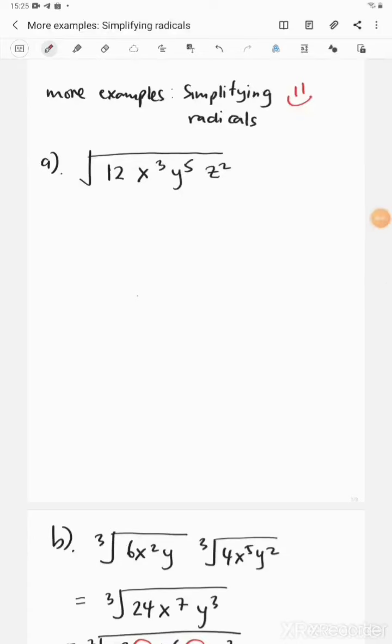Okay, this is example A. Now we have square root of 12, x cubed, y power of 5, z power of 2. Okay, before we proceed, firstly, you have to think for number 12. Number 12 ni hasil darab apa? So, kita kena kecilkan dia, cari prime number dia.